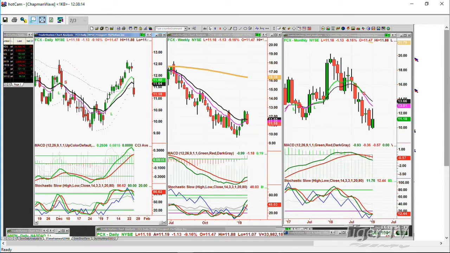FCX trading down 1.13, down almost 9% at 11.18. Chapman wave methodology, it went from a low of 9.50 something to a peak A, peak B. Always looking for a D, and then other things can happen. Peak A, peak B. Is that a D by a penny? No. 97. Okay, so it goes to a peak D right there at 12.5 something, and then it turns around sharply.